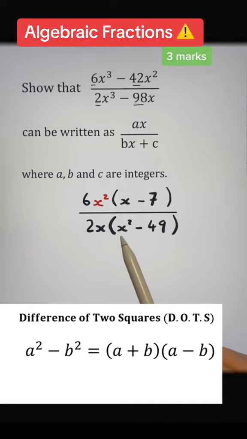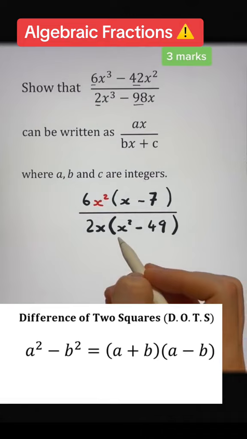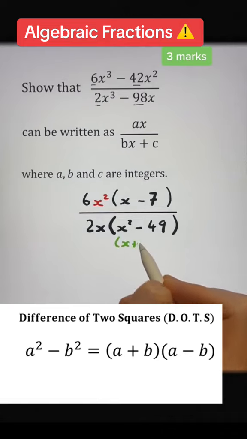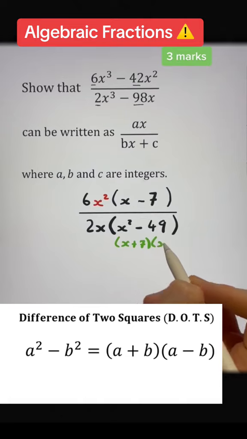On the bottom, I should now notice that I've got a difference of two squares, i.e. a square term subtract a square term, as 49 is a square number, i.e. 7 squared. Hence, this can be factorised further as being into double brackets x plus 7 multiplied by x minus 7.